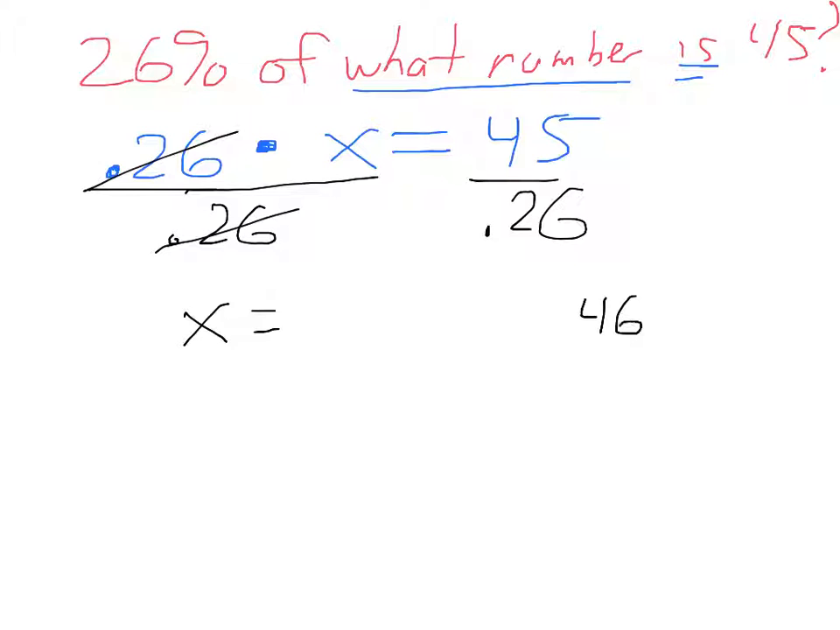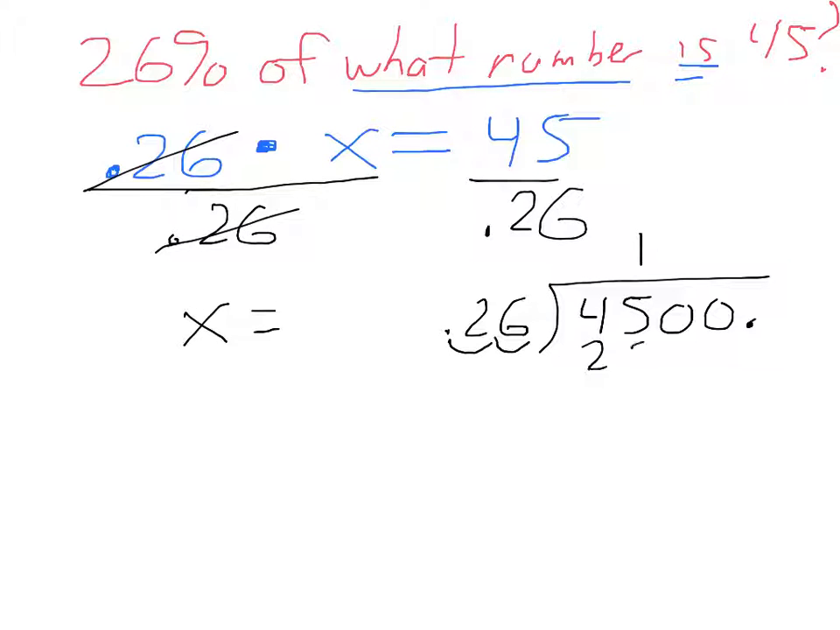But I'm going to go 45, jumping ahead of myself there. 45 divided by 0.26. Move the decimal to the right. How many times? 2. I moved the decimal to the right two times to get 26 into 4,500. Okay, does 26 go into 4? No. Does 26 go into 45? Yeah. How many times? Once. That's 26. Subtract. That's 19. Bring down the 0.